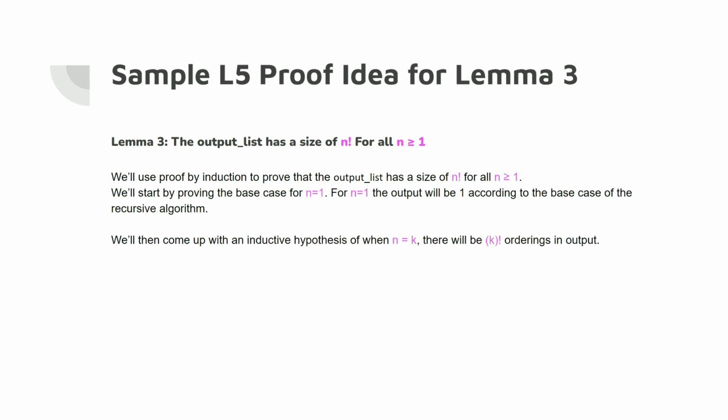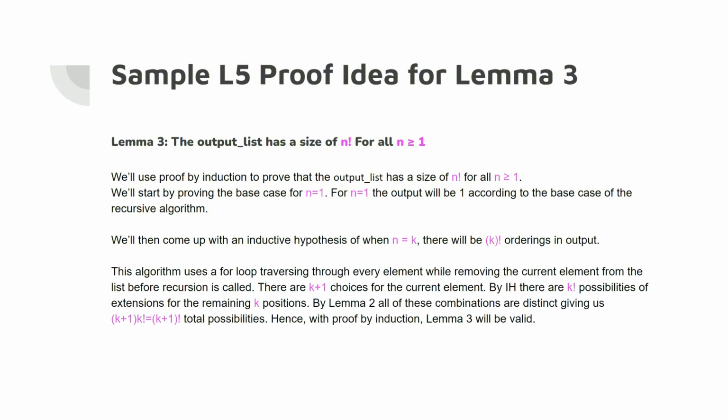We'll then come up with an inductive hypothesis of when n equals k, there will be k factorial orderings in the output. In the inductive step, this algorithm uses a for loop traversing through every element while removing the current element before the recursion is called. Therefore, there are k plus 1 elements in the output list produced by the current element. By inductive hypothesis, there are k factorial possibilities of extensions for the remaining k positions. By lemma 2, all of these combinations are distinct, giving us k plus 1 times k factorial equals k plus 1 factorial total possibilities.